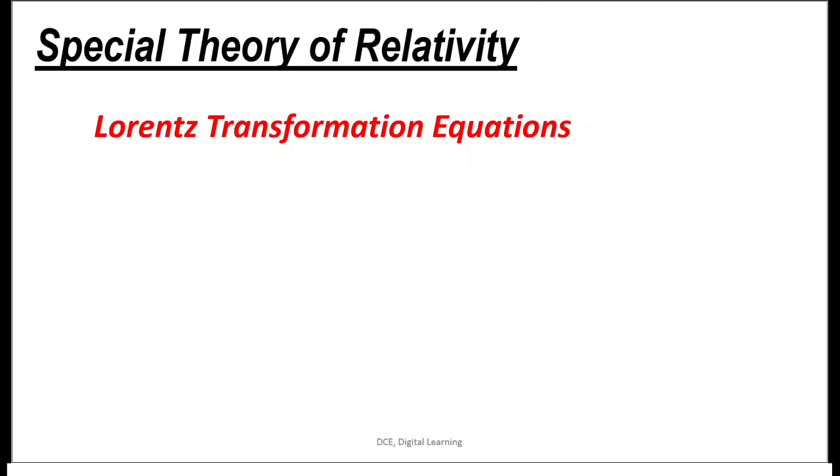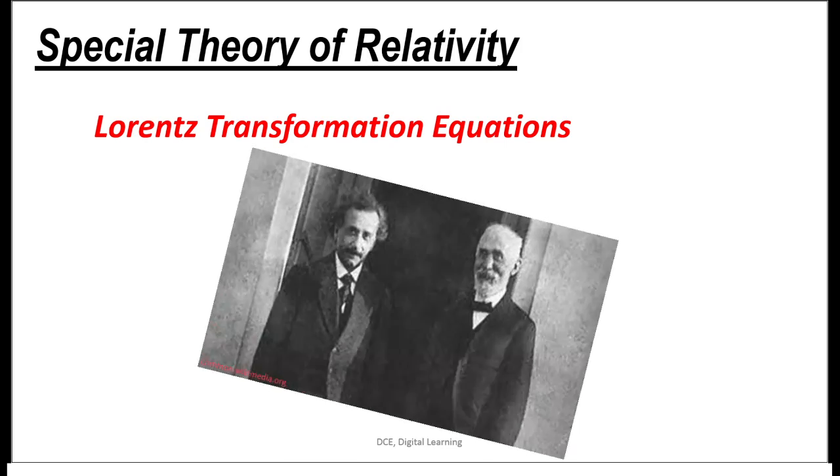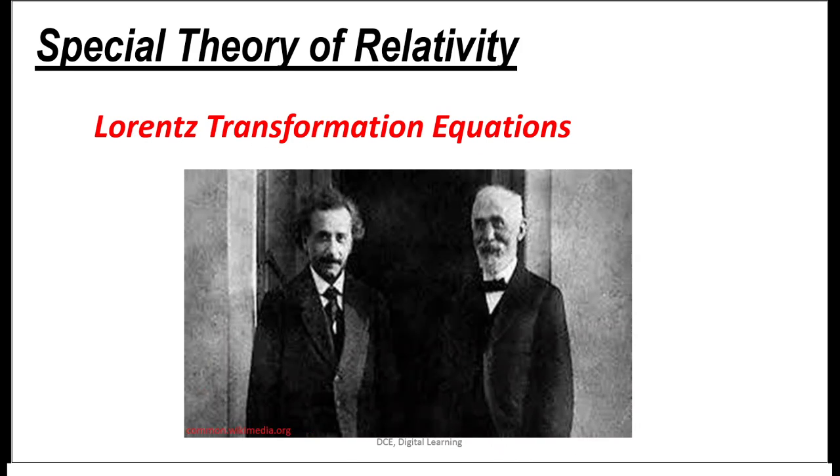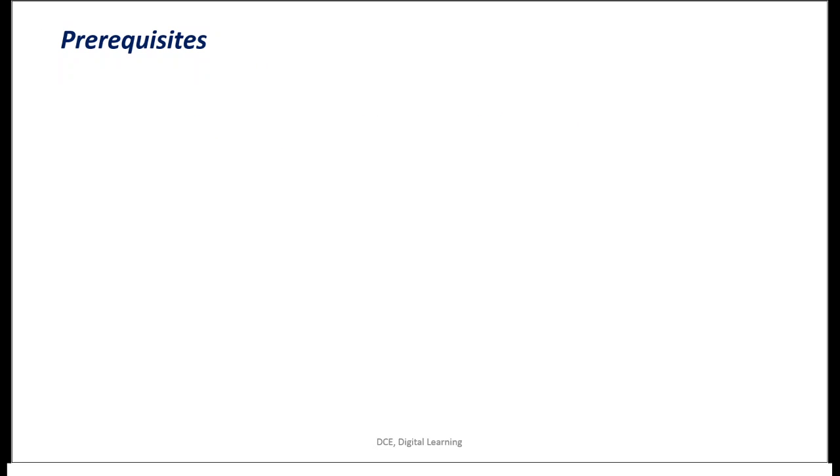In this session, we are going to study the Lorentz transformation equations, which are different from Galilean transformation equations, which was studied in the first session. Here, the man who is standing beside Albert Einstein is Lorentz, one of the greatest physicists who brought these transformation equations, and Einstein used those equations to prove many things in special theory of relativity.